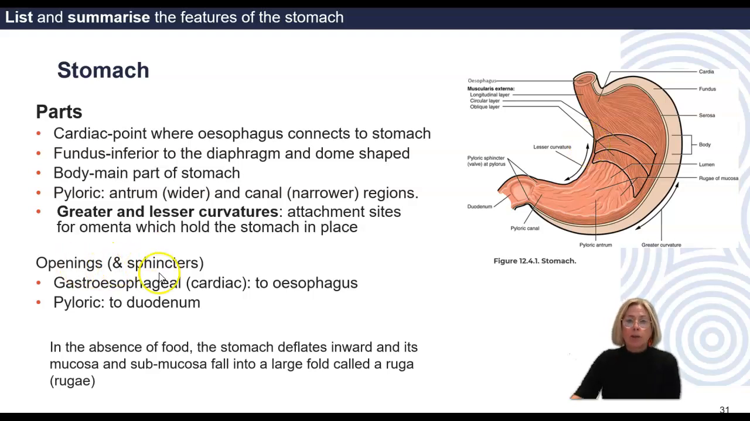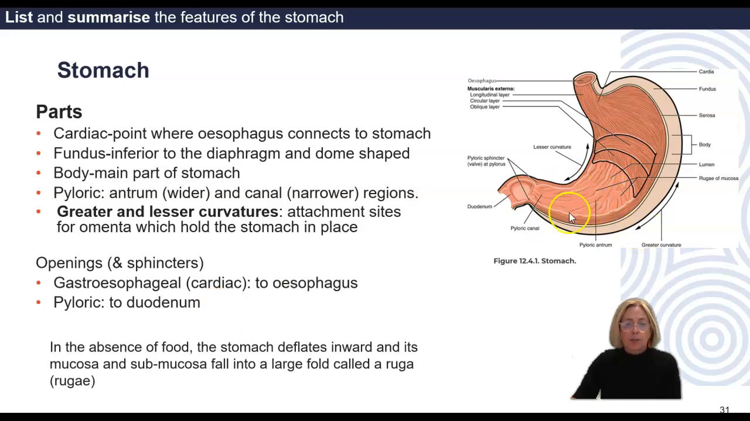In terms of openings and sphincters, the gastroesophageal or cardiac opening is present when the lower esophageal sphincter relaxes. So that's that opening to the esophagus, right? Then we also have the pyloric sphincter, which when it relaxes, will allow chyme to leave the stomach and enter the duodenum.